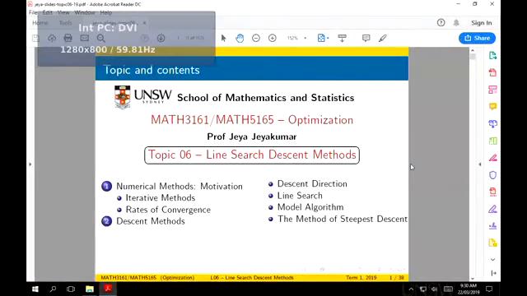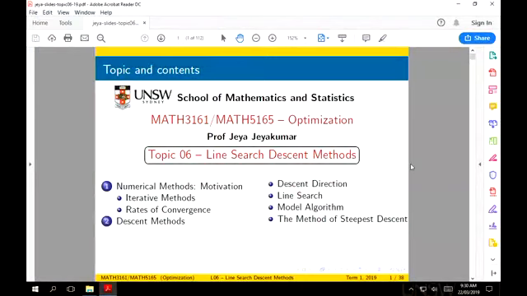So basically, we have covered the theoretical aspects of constrained optimization, and now we're going to look at different methods, that means numerical methods, for solving problems, that means iterative methods. Most of the methods in optimization are iterative methods. We will look at the rate of convergence, descent methods, line search, and the steepest descent method. The first method we're going to look at is the steepest descent method.